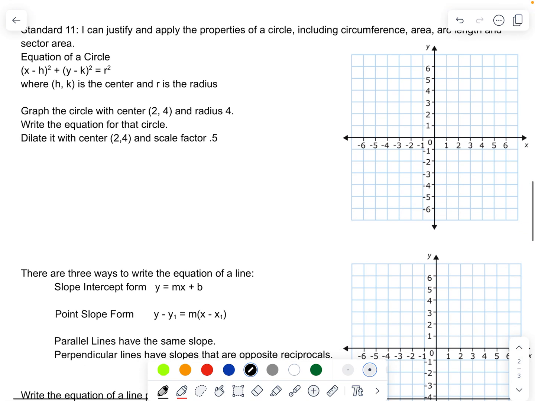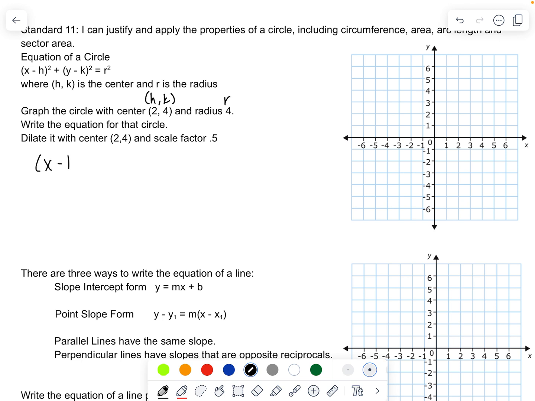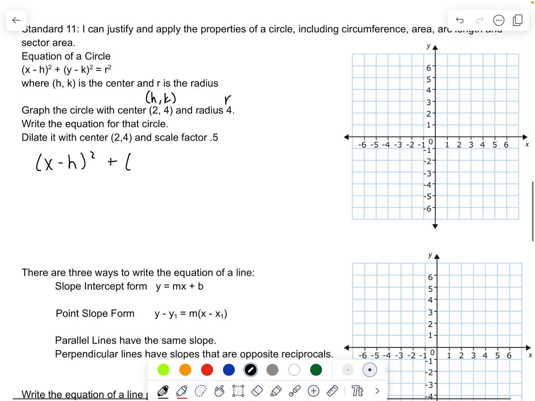Let's talk about circles. I can justify and apply the properties of a circle. We're going to look at the equation of a circle. The equation of a circle is right here. These letters, H and K, represent the center of the circle, and R is the radius. So let's graph the circle with center 2, 4. That's giving me H and K, and my radius of 4. So to do this, I'm going to write out the formula for a circle.